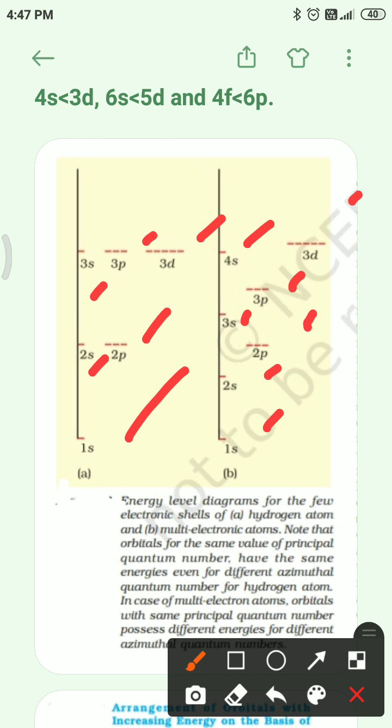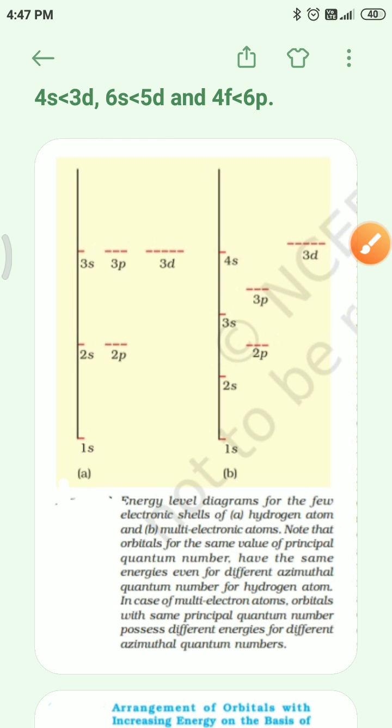The shapes of the 2s and 2p orbitals are different, as you learned in the last class. However, an electron has the same energy when it is in the 2s orbital as when it is in the 2p orbitals. The orbitals having the same energy are called degenerate orbitals.